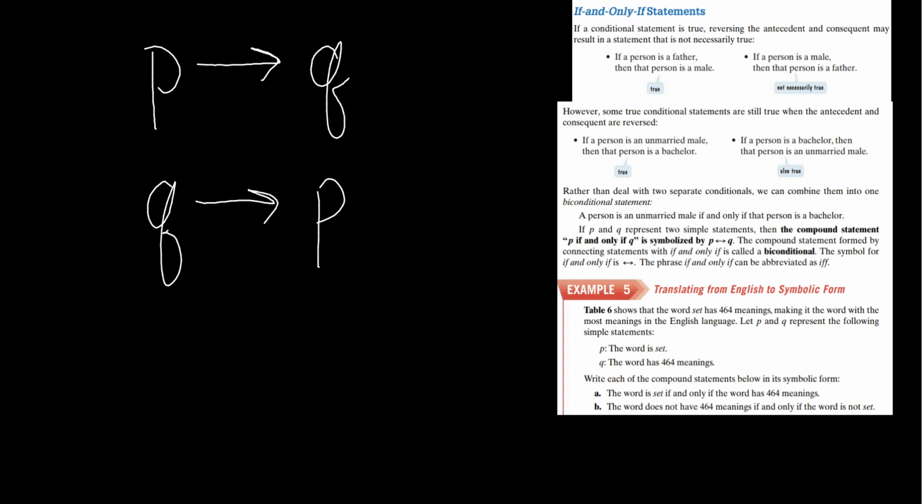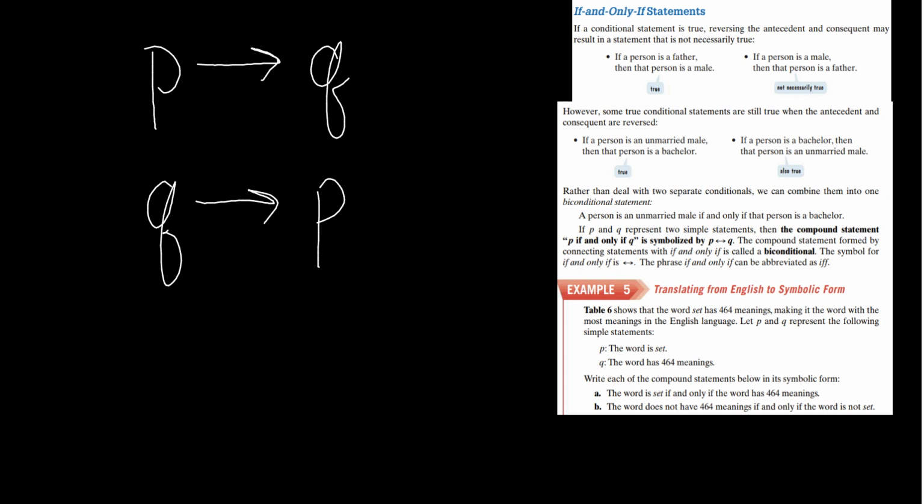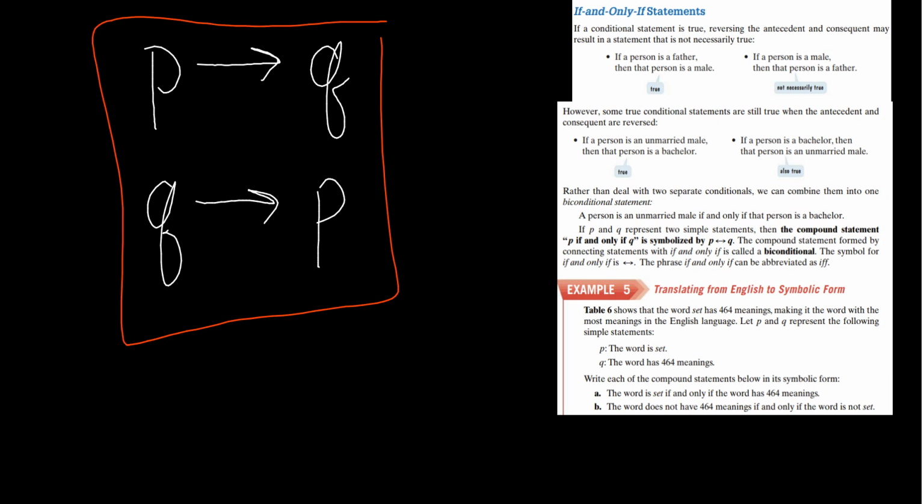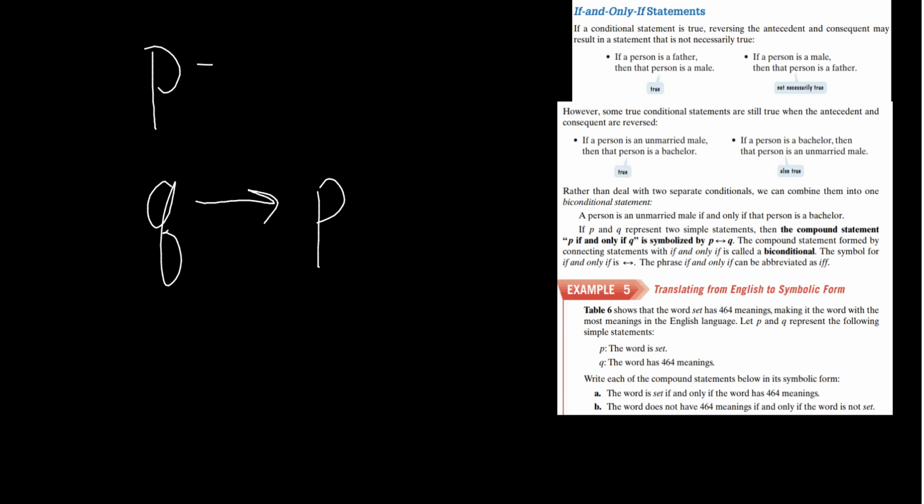Okay, so the symbol we're going to use to make sure that something like this is true, right? So if P implies Q and Q implies P, then the symbol is going to be an arrow going both ways.